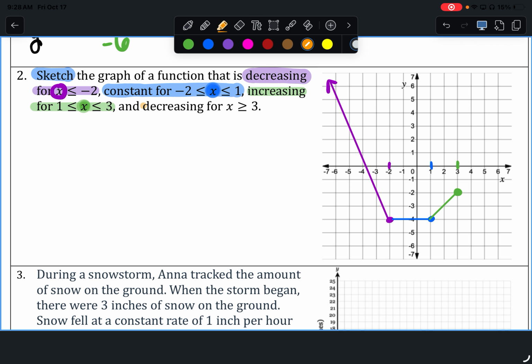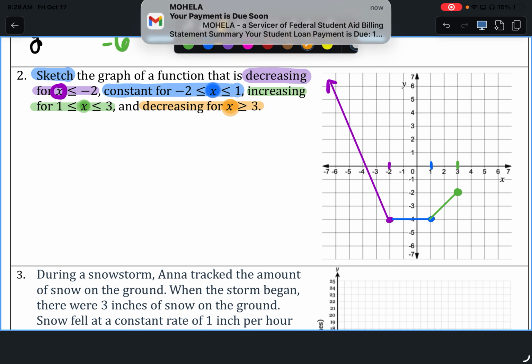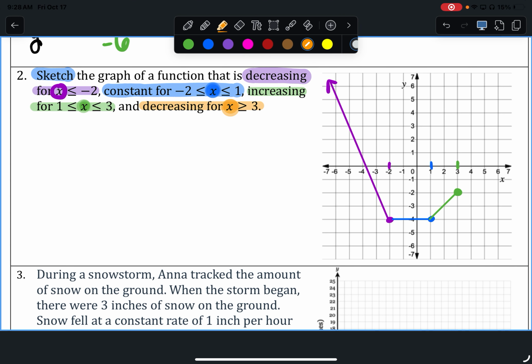Then the last section says it is going to decrease for x greater than 3. Okay, it is going to increase for x greater than 3. Or decrease, my bad. So decrease, that means it needs to go where? Down. Does it tell you where it needs to stop? If it doesn't tell you where it needs to stop, you put an arrow to send it to infinity.